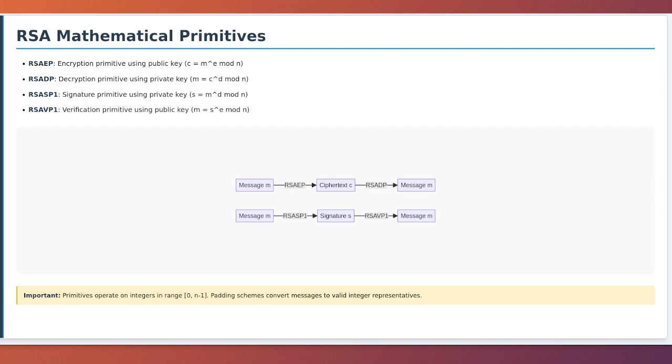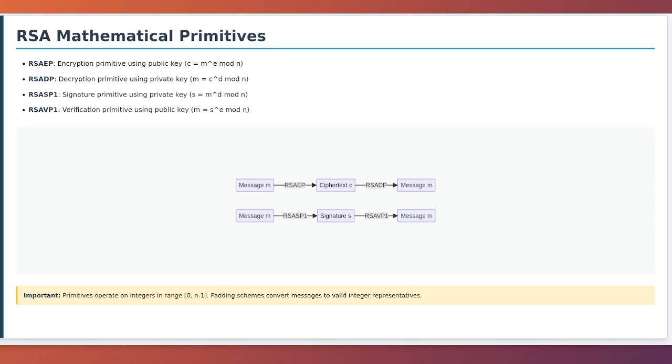This is a trapdoor one-way function, meaning it is easy to compute in the forward direction but hard to reverse without the private key. The second primitive is RSADP, the RSA decryption primitive. This takes a ciphertext representative c and raises it to the power of the private exponent d, then takes the result modulo n. So message m equals c to the power d mod n.